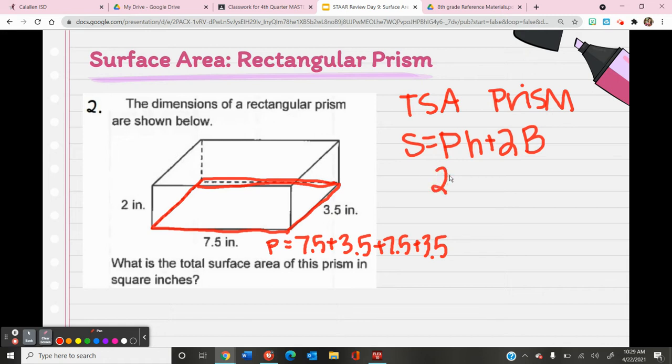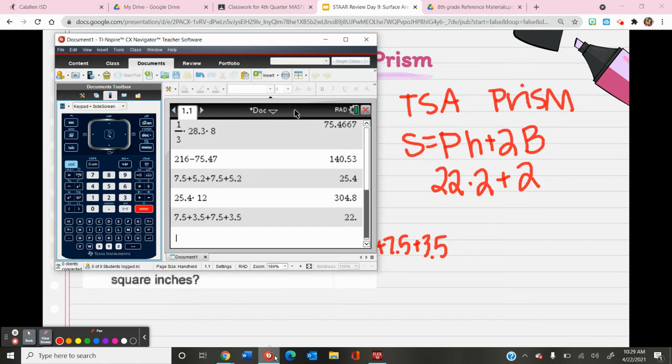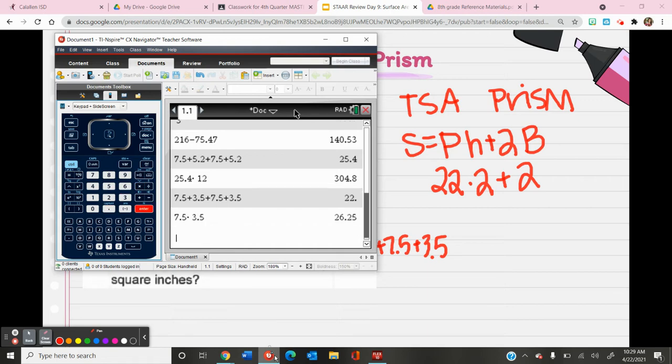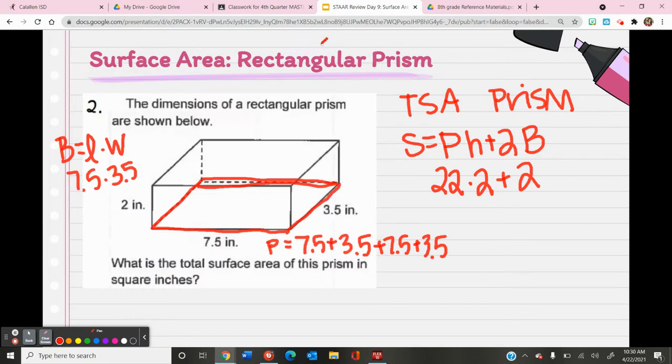The perimeter is 22 times the height of my prism. So here I have a base on the bottom, and I also have a base on the top. So my height here is going to be 2. So 22 times 2 plus 2 times B. B is the area of my base. And I find the area of a rectangle by doing length times width. Now here the length of my rectangle is 7.5 and the width is 3.5. So 7.5 times 3.5. We get 26.25. So 2 times 26.25.